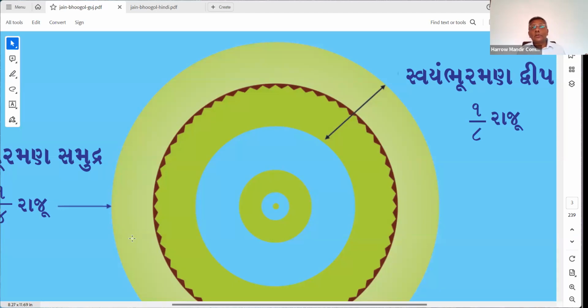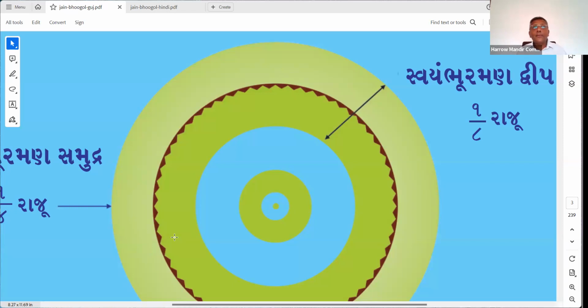So these islands, just imagine, the width at one end is becoming double, double, double, double. So how many times will you double until you get to Swayampur Rama Samudra? What you are doing is doubling every time, okay? So when you get to the last ocean, Swayampur Rama Samudra, how many times will you have doubled? An uncountable amount of times. Just imagine how vast one Raju is.